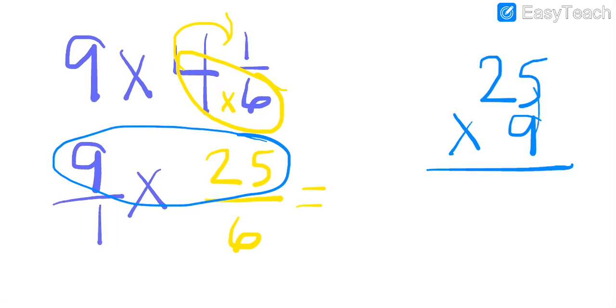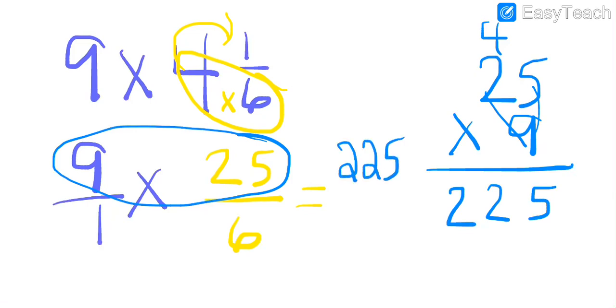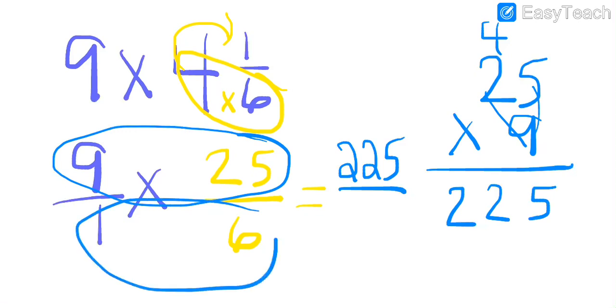5 times 9 or 9 times 5 is 45. Carry the 4 in the tens. Multiply 9 times 2 is 18 plus 4, so that would be 22. So we get 225. So therefore, our numerator is 225, and if we multiply our denominator, 1 times 6 is 6. So yeah, that improper fraction is a big one, 225/6.